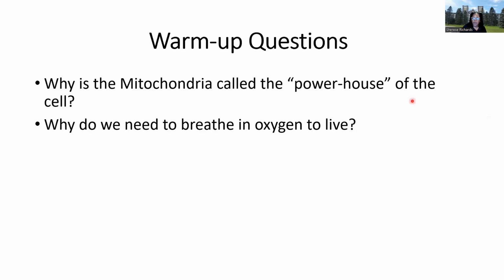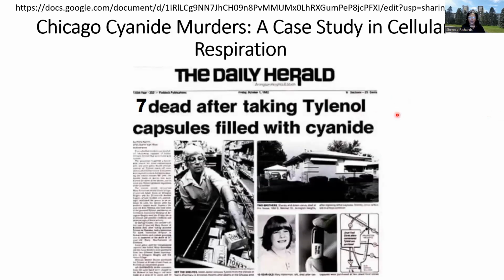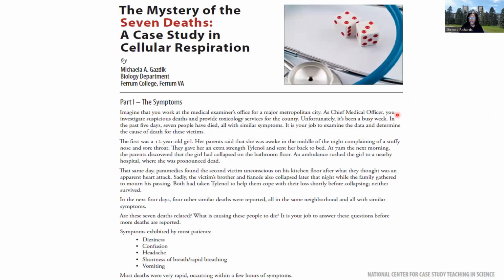All right. Now, the case we're going to look at is called the Chicago Cyanide Murders. It's a case study basically highlighting the importance of oxygen as part of cellular respiration. And I'll give you somewhat of a backstory here. So I'm going to read this first part of the case, and then we'll talk about what's happening.